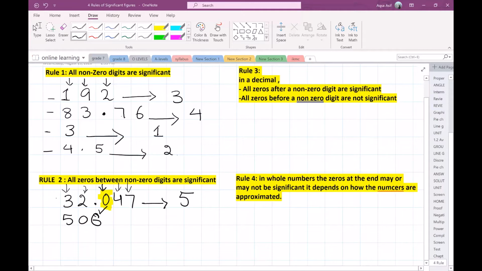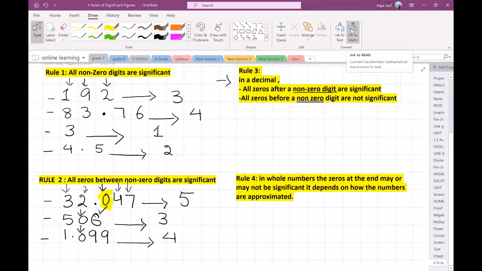506. This 0 is in between non-zero numbers, so this will be counted as a significant figure. So how many significant figures are there? 1, 2, and 3. Let's do another example. Let's take 1.099. Since this 0 is between non-zero numbers, we will count this 0. 1, 2, 3, 4. So there are 4 significant figures in this particular case.